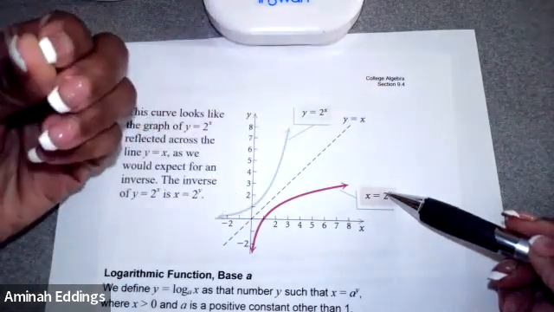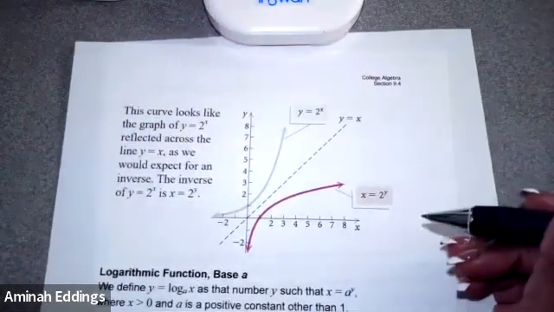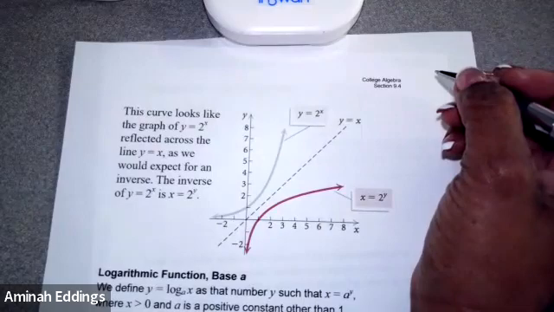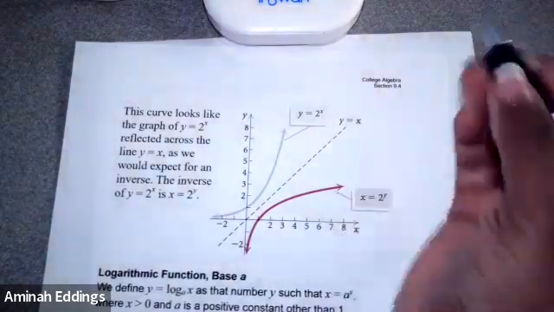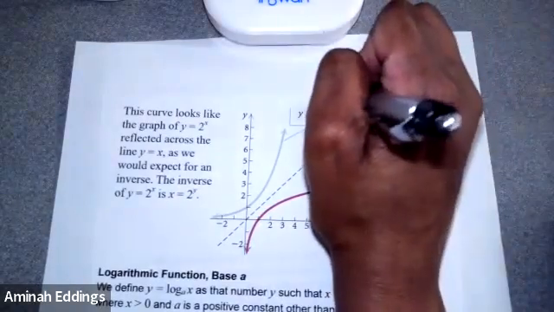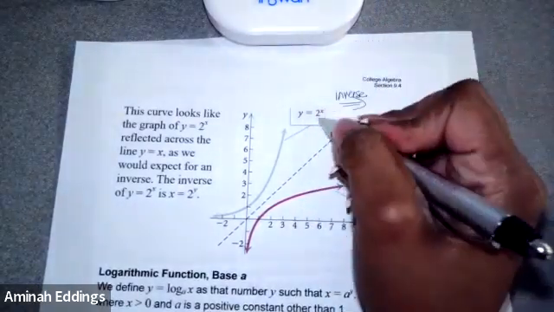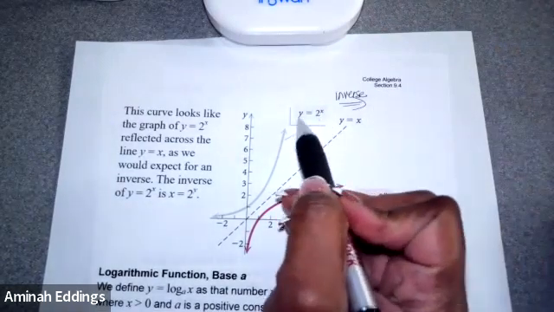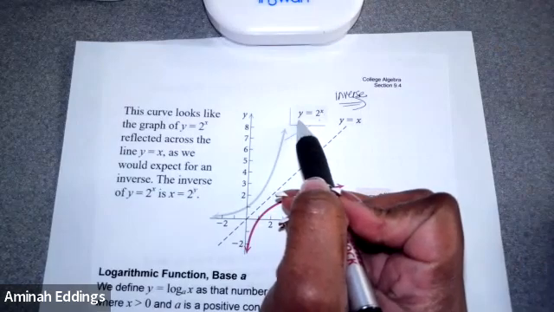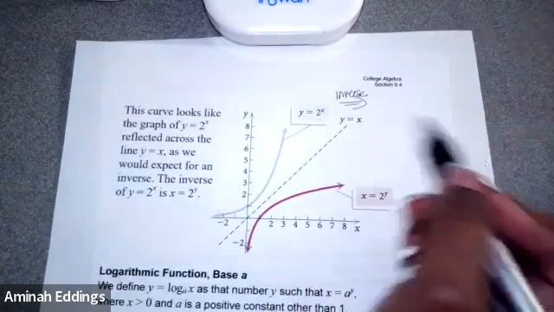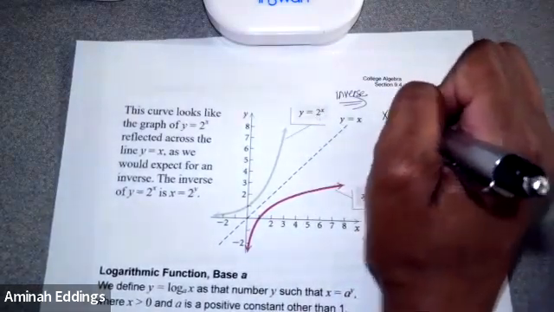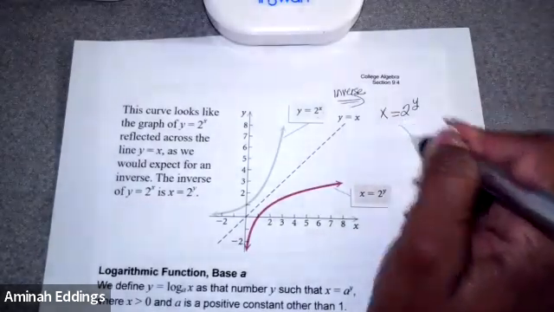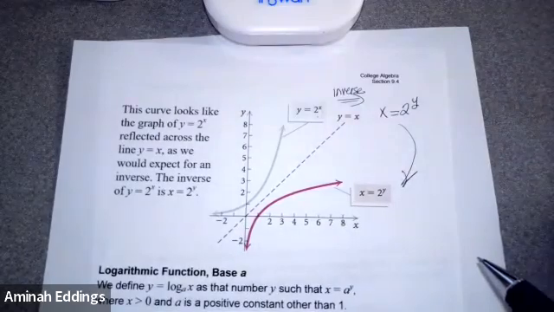So inverses means that we switch what? A little bit more than just the exponent. If I wanted to know what the inverse of y is equal to 2 to the x, then I do more than just switch the exponents. I want to switch my x's and y's. Those are inverses. We talked about that at the beginning of this semester. So that means I would have x is equal to 2 to the y power. That is the logarithmic function.